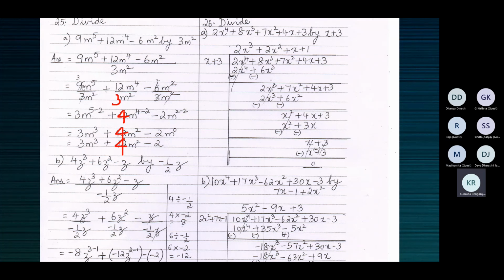Next, you know how to divide 9. See, how do you read this? This is nothing but 9m to the power 5, meaning 9 into m to the power 5, like AB means A into B. Between two things, if there's no sign, it's multiplication. So 9m to the power 5.